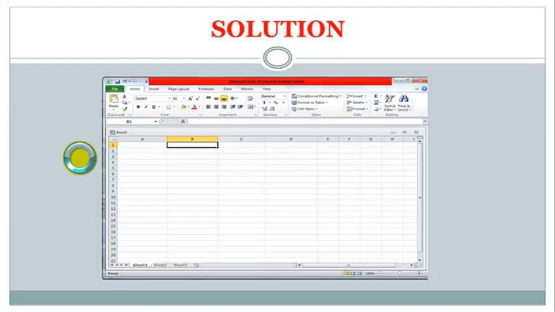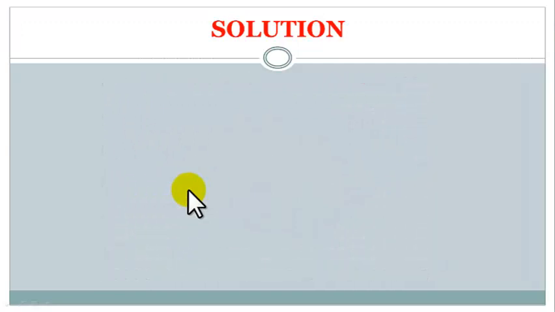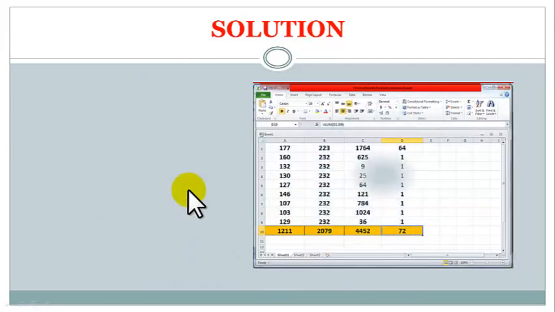Once the workbook is open, we can then enter our initial weight data in cells A1 to A9 and also enter the final weight data in cells B1 to B9. This is what I mean. These are the initial weight data, while this one are the final weight data.